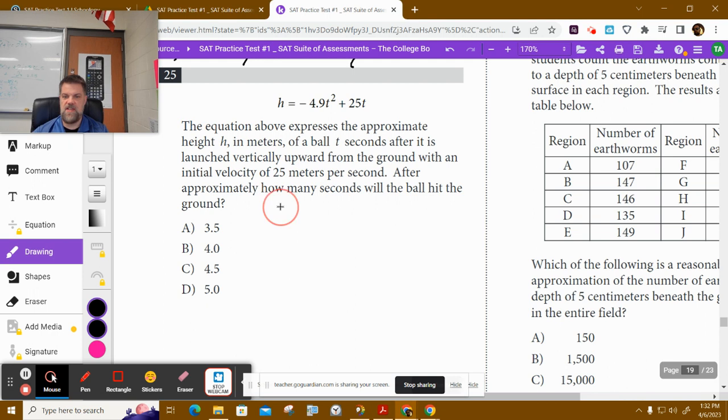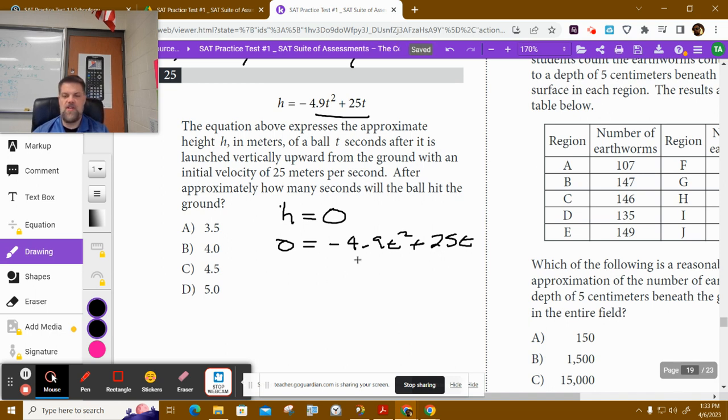So what we're interested in, and by the way, it's when it hits the ground. So when it hits the ground, how far is it off the ground? 0. So I guess we don't even really need to know how high it is when it's launched, because it doesn't matter. So what we're solving for is t. In other words, I'm saying h is 0, so I would say 0 minus 4.9t squared plus 25t. And I have to solve that.